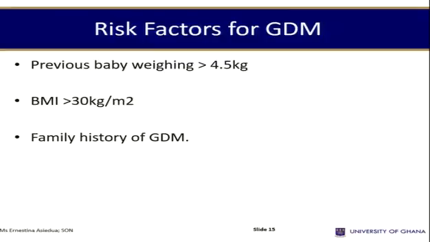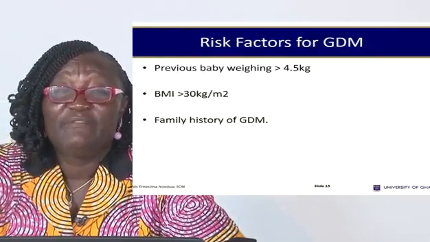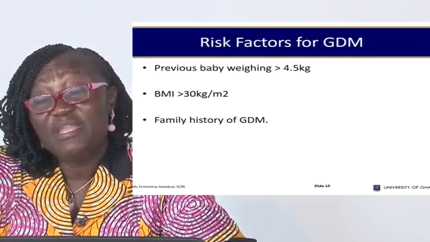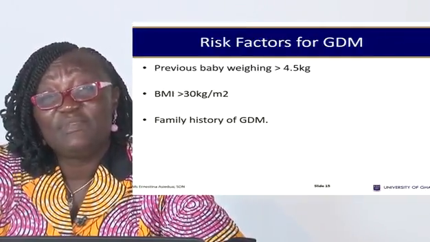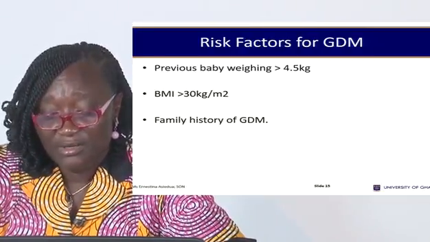For the risk factors, if the woman had a previous delivery where the baby was weighing greater than 4.5 kilograms, then you should suspect that it might have been gestational diabetes. If the woman had a BMI greater than 30 kilograms or a family history of gestational diabetes, then you suspect that she could develop diabetes during pregnancy.